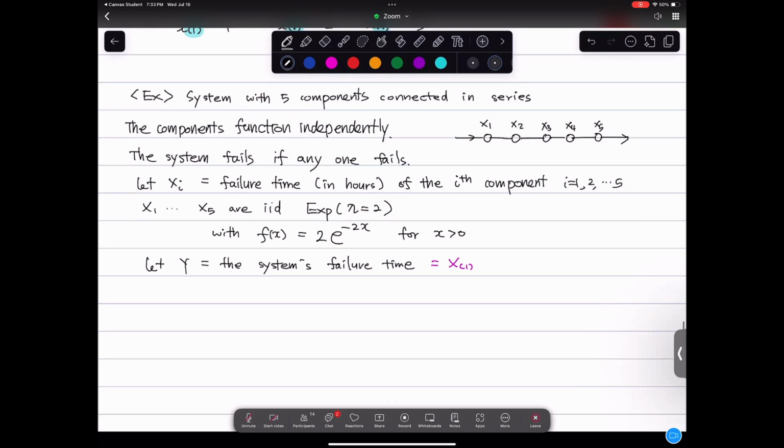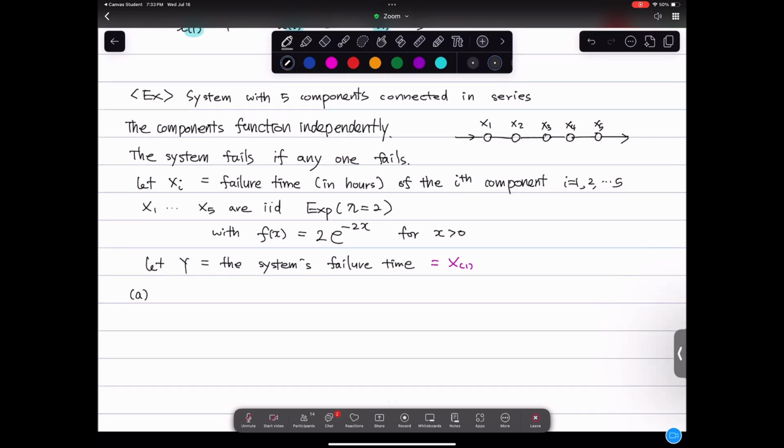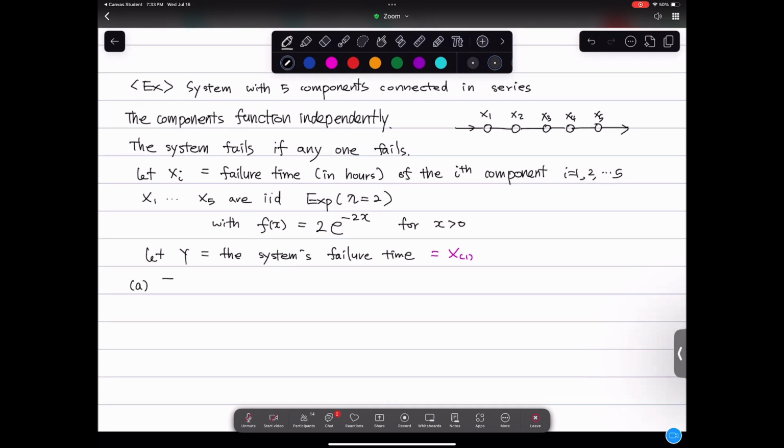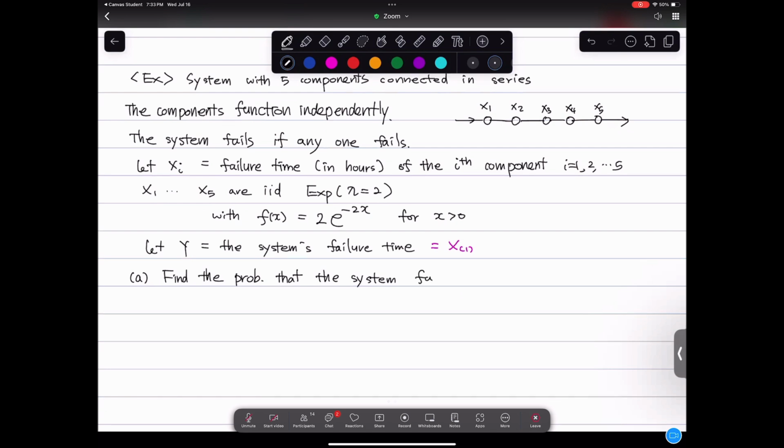So let me get some probability as a practice. Find the probability that the system fails. How likely is it that this entire system fails in 30 minutes, in half an hour?